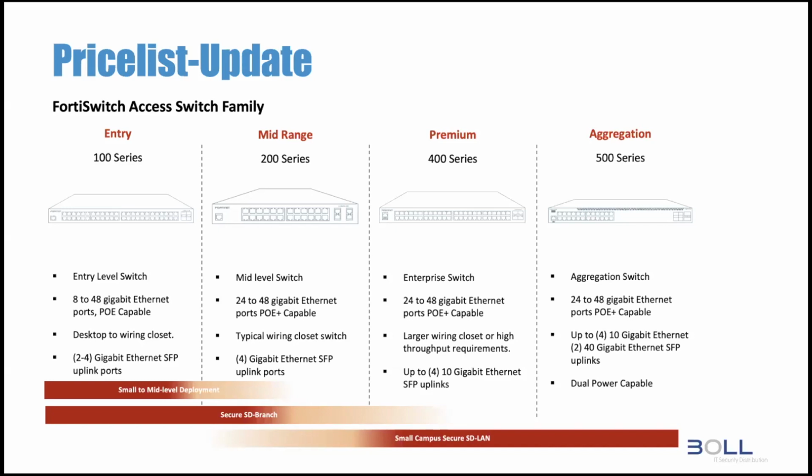The 200 mid-range is as it was. We have some changes in the premium series 400 I will present, and of course there's still the aggregation 500 series. This gives you, besides the 10 gig which we have in the 400 series uplink, also 40 gig uplinks which can be split by a special fan-out cable into 4 times 10 gig, or we have 2 times 40 gig SFP uplinks we can use in the 500 series, but this remains the same as well known.